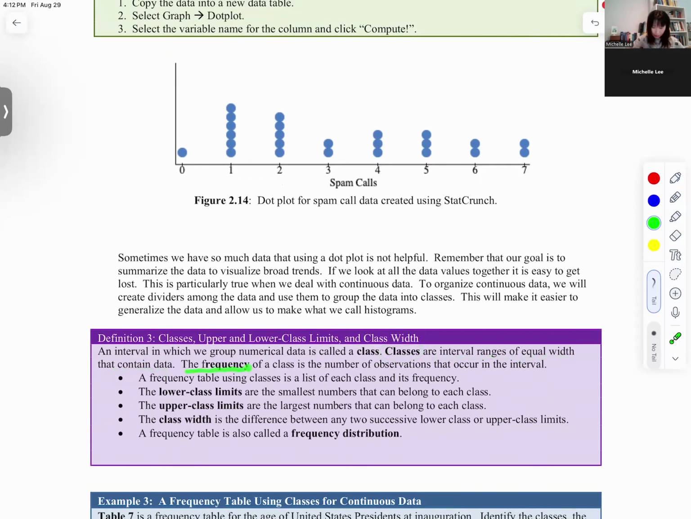The frequency of a class is the number of observations that occur in the interval. We know what a frequency is, right? As an English word, how many times something occurs.